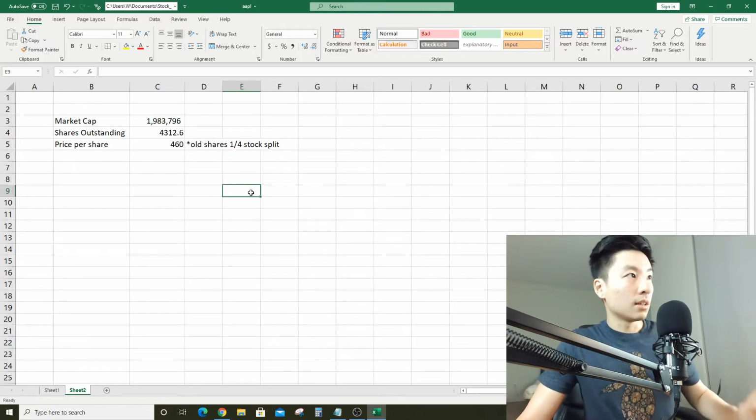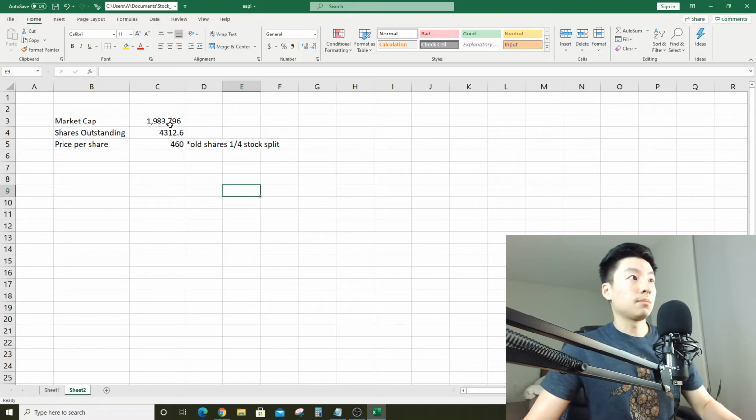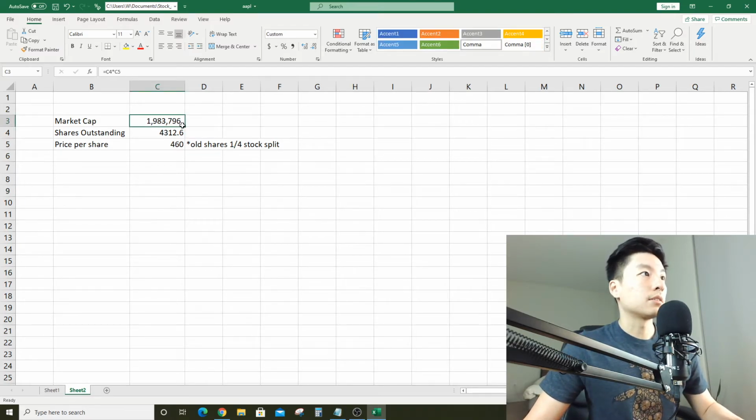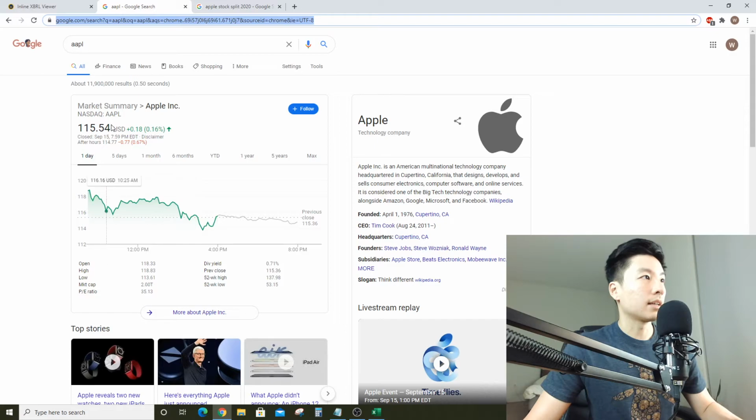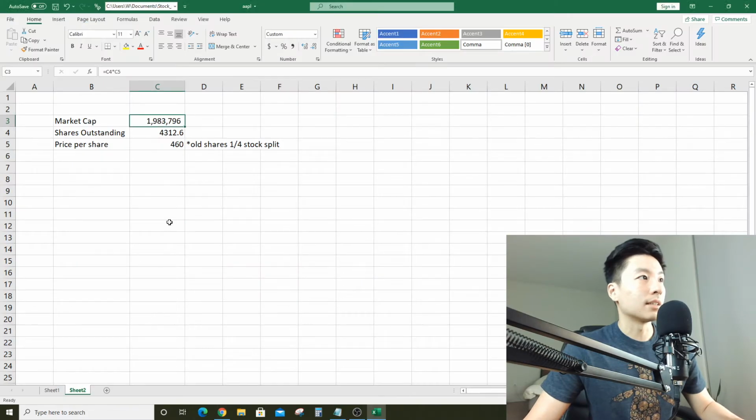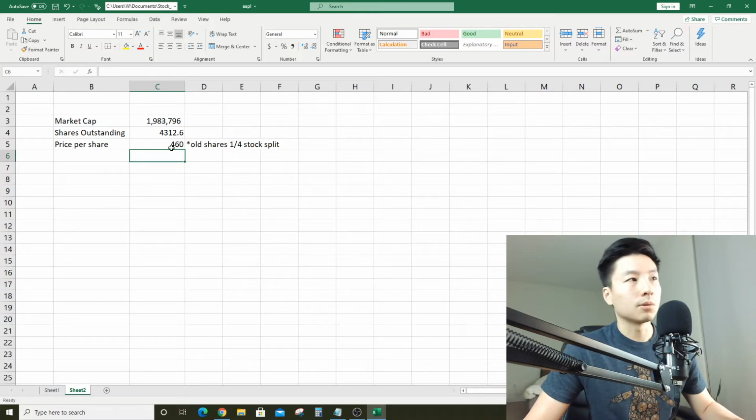Number of shares. So market cap is $1.9 trillion. Okay, and just a sanity check, we can always go to Google Finance, and here it estimates the market cap to be 2 trillion. Yeah, pretty close, 1.982. So I think we got this right.